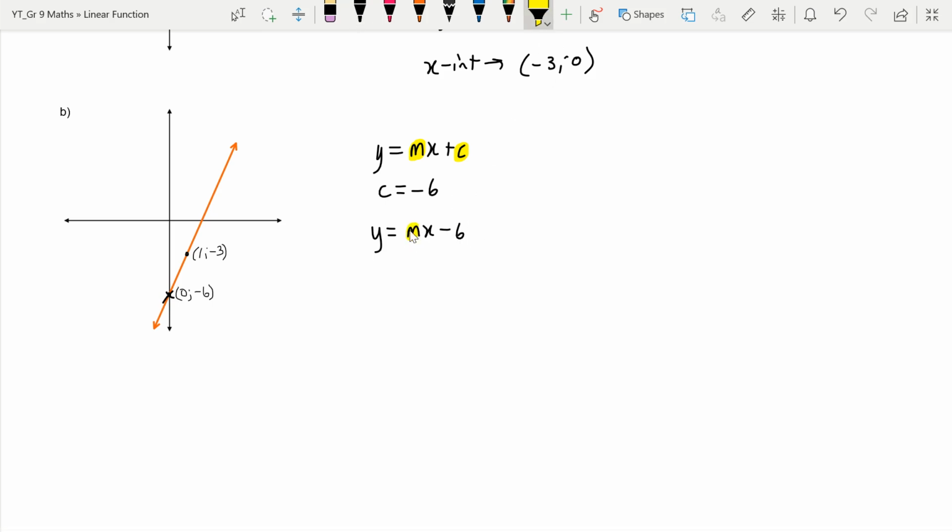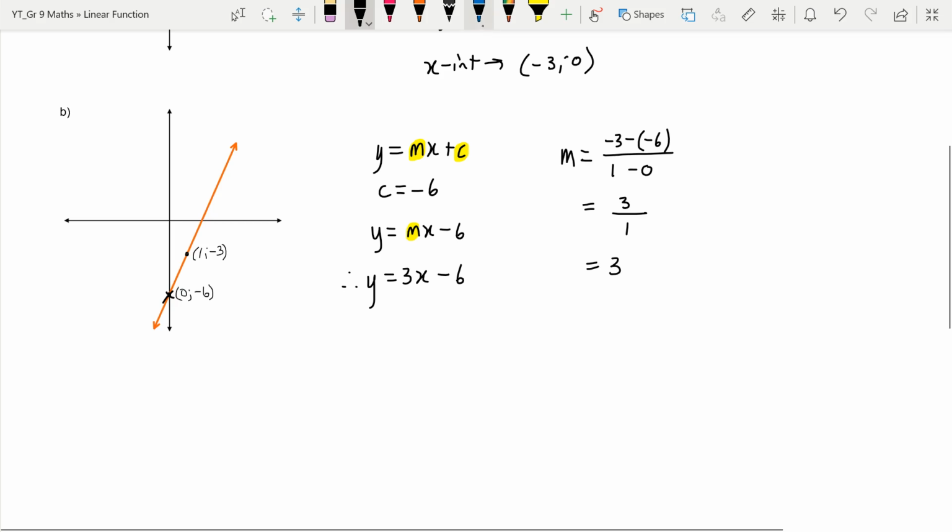And we just need to calculate the gradient, which is pretty straightforward because we've got 2 points on the graph. So our gradient formula, the change in my 2 y values, -3, and I'm taking away something that's already negative, and then 1 and take away 0. That will give me 3 plus 6, which is +3, over 1 minus 0, that's just 1. So our gradient is equal to 3. So it makes sense, that positive gradient. So therefore, our equation is gradient of 3 and then a c value of -6. And that's it.